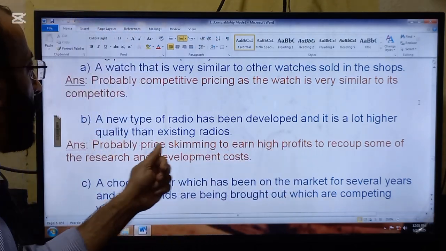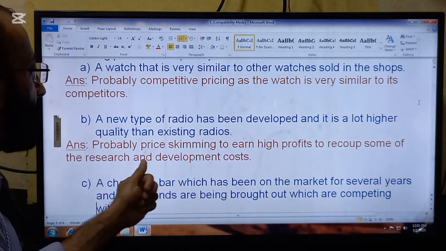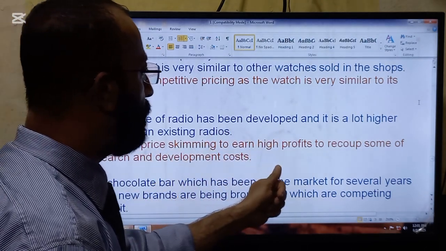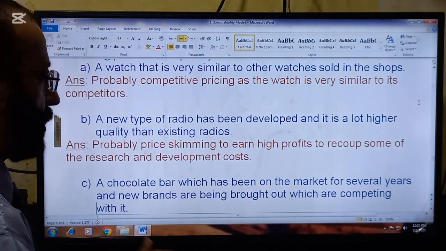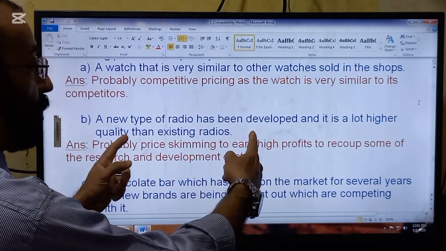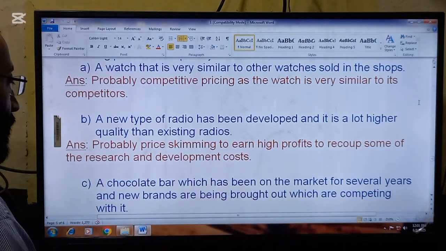Next case is a new type of radio that has been developed and it is a lot higher quality than existing radios. So this is a unique case. So probably price skimming to earn high profits to recoup some of the research and development cost. So you can charge high because your product is not available in the market. You are the only one who is selling.